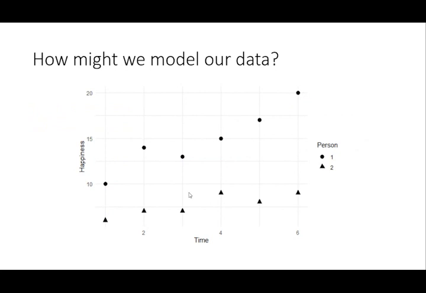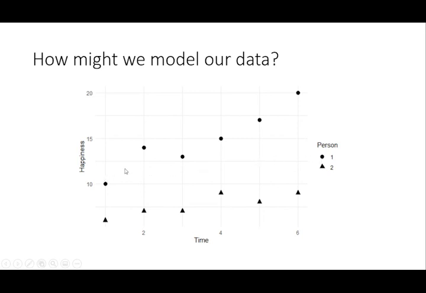So how might we model this data? This is a very, very simple example of two people, looking at how happiness changes over time. We might be interested in what happened after lockdown to people's self-reported happiness or well-being, and we might measure it each month or something like that. I'm not sure this is what would have happened, but we have two people here.